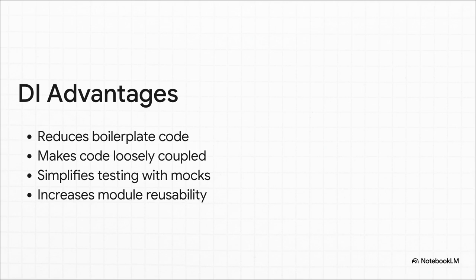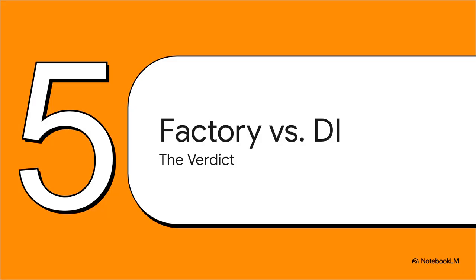So, why do we bother with all this? Well, the payoff is absolutely huge. Dependency injection gives you cleaner, loosely coupled code. And this is the big one. It makes testing a million times easier. Because dependencies are pushed in from the outside, you can easily swap in a mock or a fake dependency when you're running a test. This lets you test one piece of your code in total isolation, which is just fundamental to modern software development.